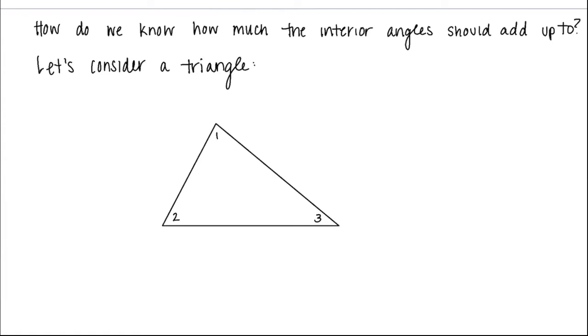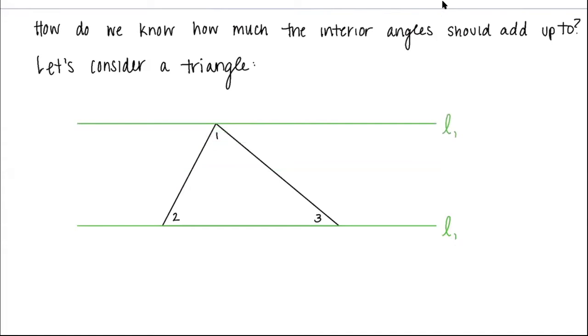What we're going to do is extend these sides. So I extend the side between 2 and 3 a bit. Then I'm going to draw another line through angle 1 that's parallel to this one. Okay. So line 1 is parallel to line 2. And then I'm going to extend these sides of my triangle out further. So I got one side extended, another side extended.